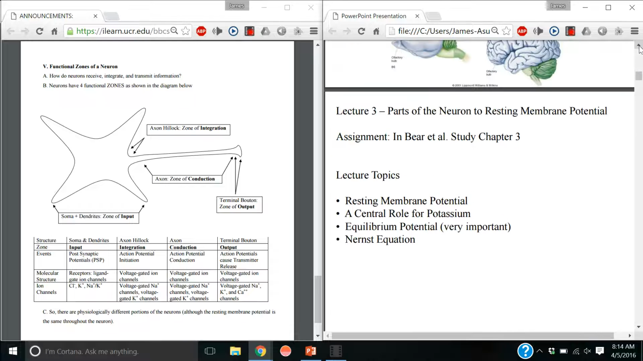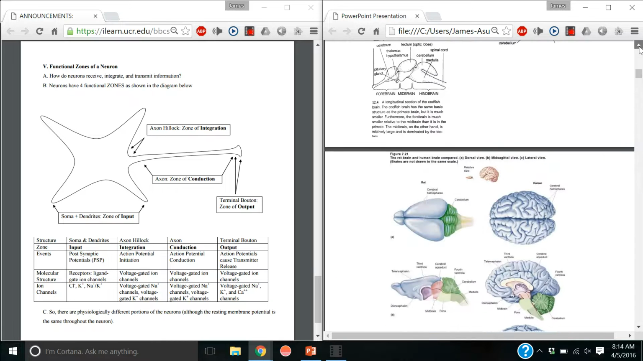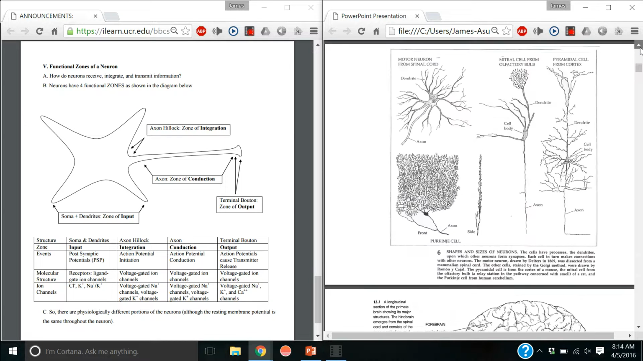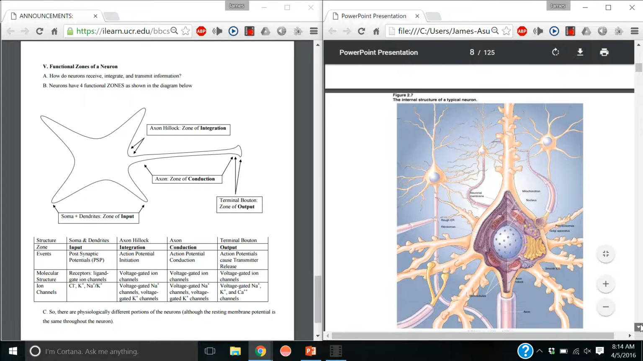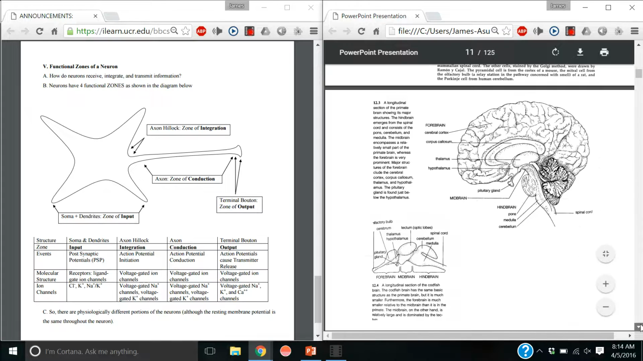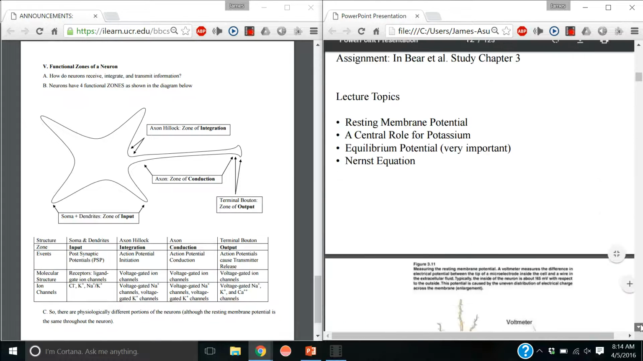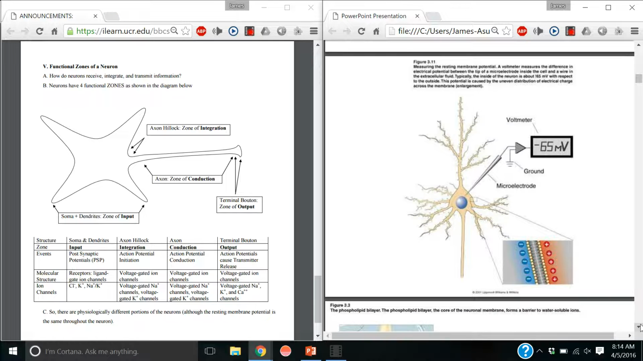So, where we left off last time, I had talked about neurons, giving you the parts of the neurons, and the point that I started to make is that neurons have different functional zones. There is a zone of input, which is the dendrites and the soma, and that's the parts of the neuron that receive synaptic input. There's the zone of integration, that's the axon hillock.